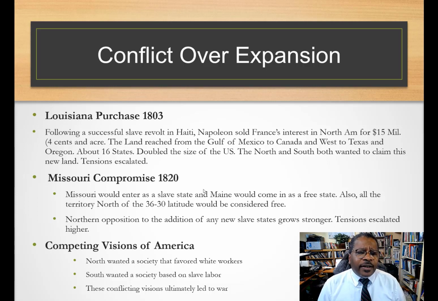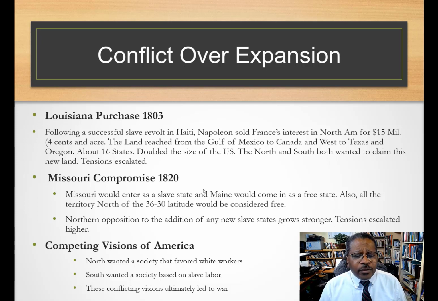And then in 1820, Missouri, part of that new territory, is going to want to become a state in the United States. And this brings about competing visions of American society. The North wanted a society that favored white workers. I'm putting it that way, as opposed to saying or thinking incorrectly that the North was a region of abolitionists. That is incorrect. There were abolitionists. They were always a minority of people in the North.